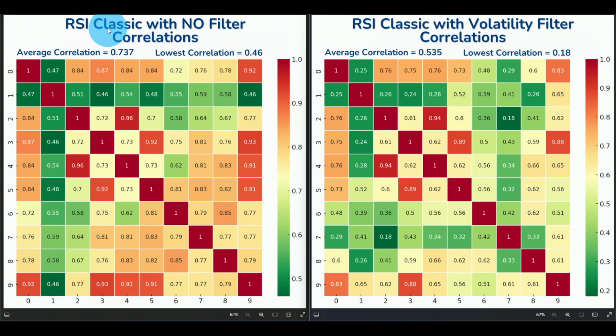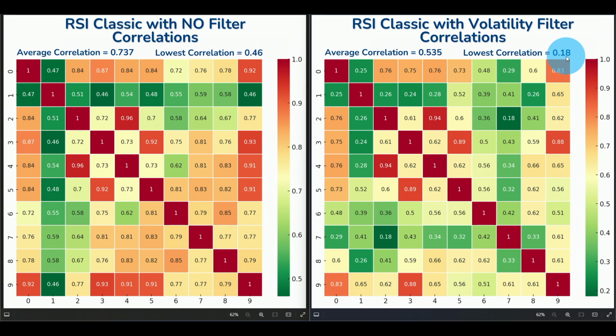So this is the RSI Classic portfolio with no filter. And this is the RSI Classic with the volatility filter. Taking the same strategy, but only when the volatility is going down. And the same filter for all 10 strategies. First of all here, I mean, probably you cannot see it from the colors, but we have lower correlations. So look at this. The average correlation here was 0.7. Here it's 0.5. The lowest here was 0.46. And here the lowest is 0.18.